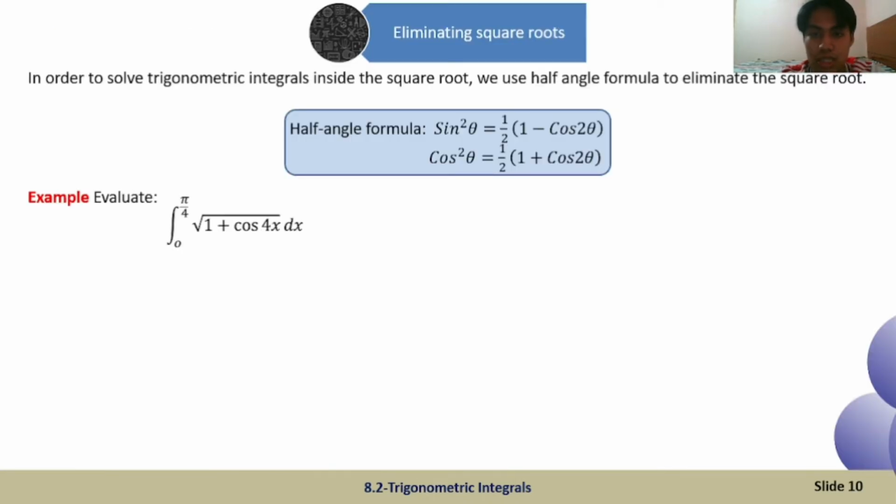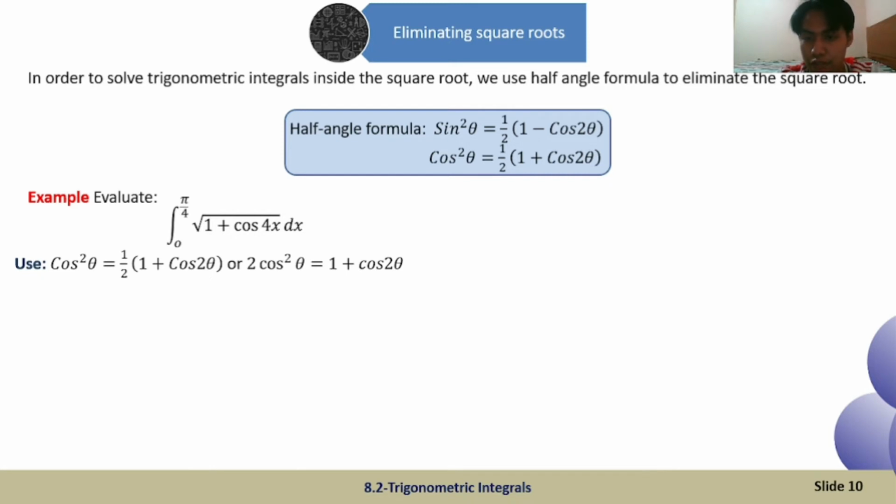To solve trigonometric integrals inside a square root, we first have to use the half angle formula to eliminate the square root. And here are the half angle formulas. Now let's practice by doing an exercise. We have an integral from 0 to pi over 4 of the square root of 1 plus cosine 4x dx.